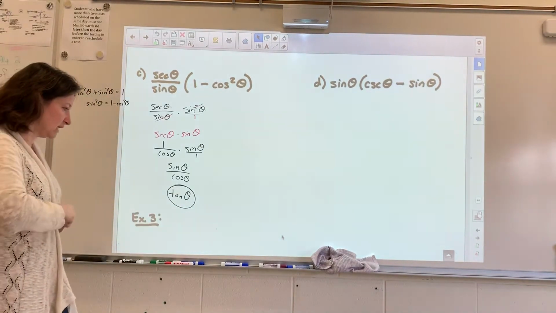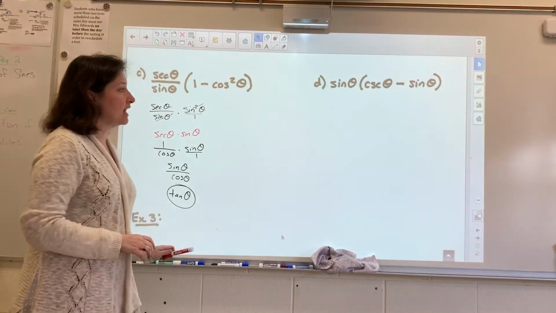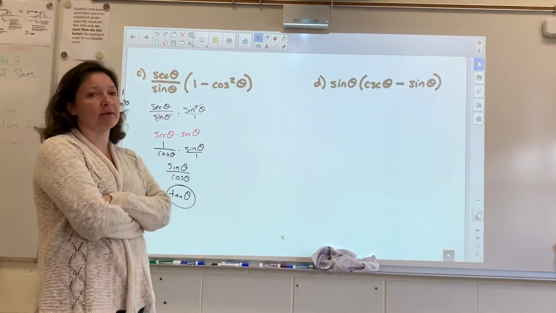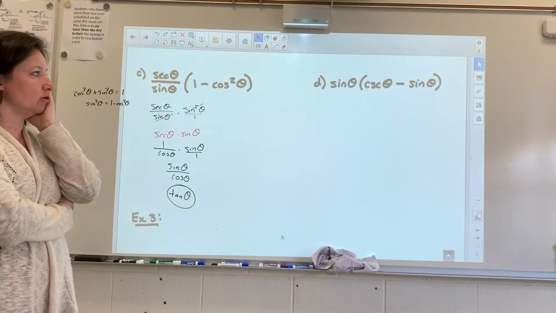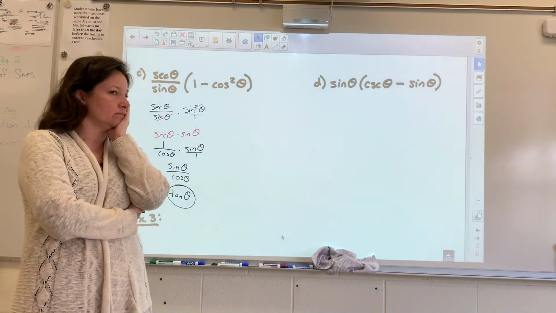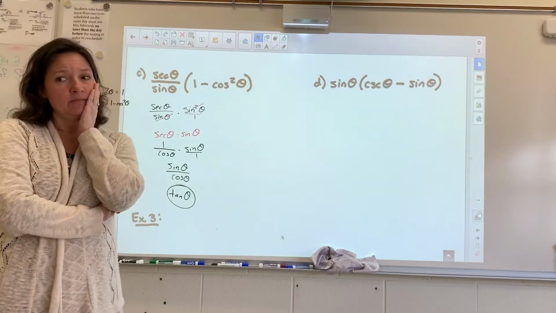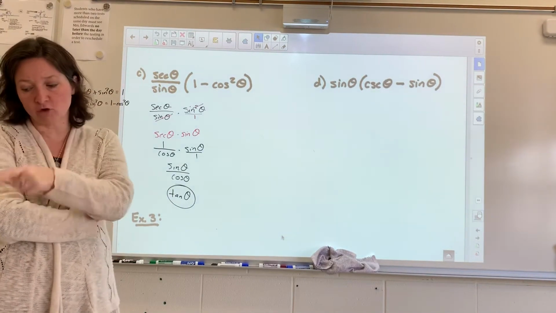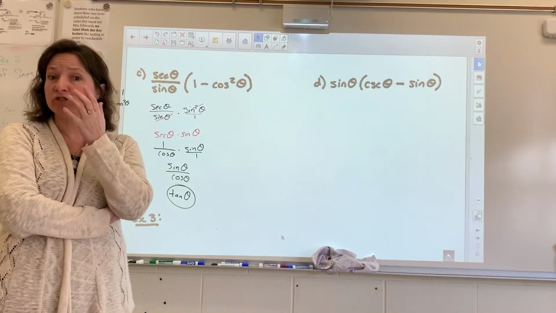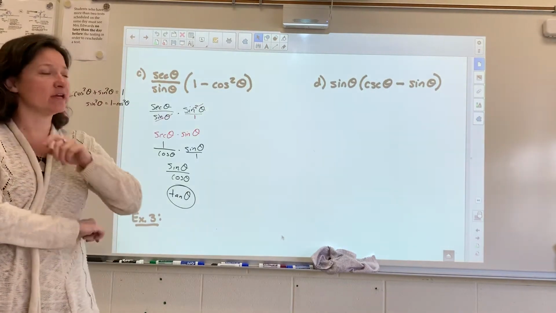So let's move on to the last example. Sine theta times cosecant theta minus sine theta. What's the only thing up there that can be rewritten? Cosecant. Because there's no sine squared, there's no Pythagorean relationships going on. If you notice, all the Pythagorean identities have squares. So yeah, that's right, cosecant.